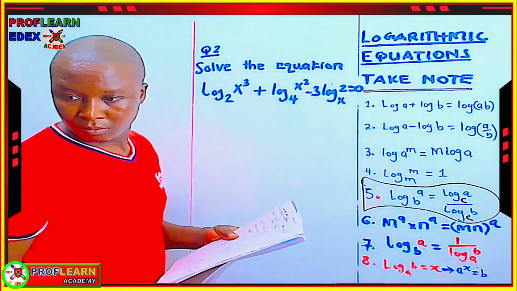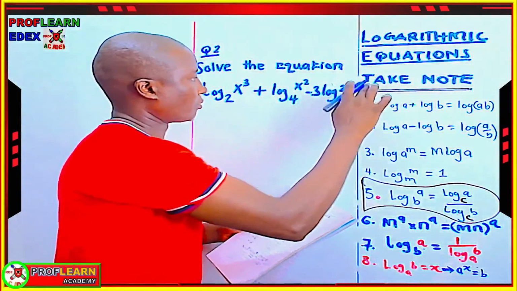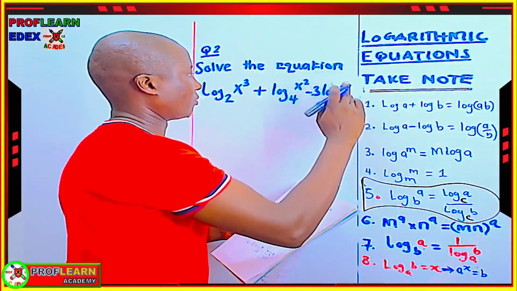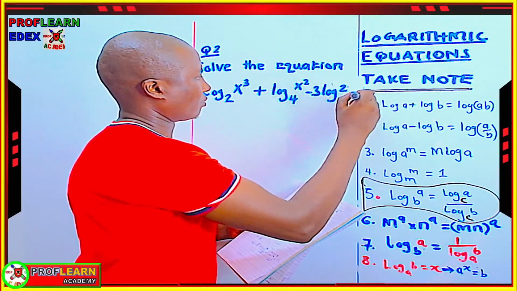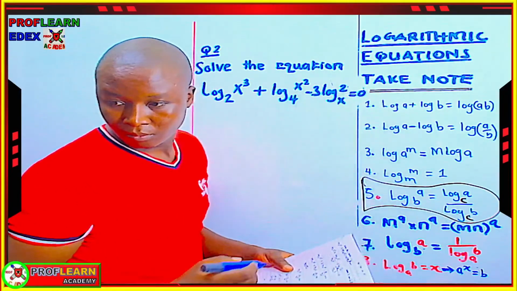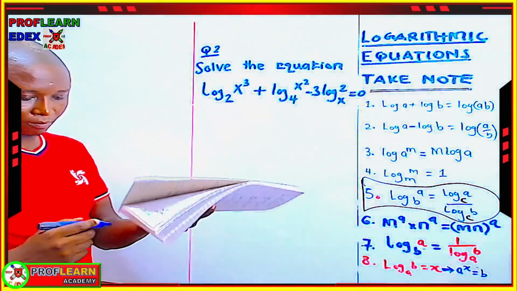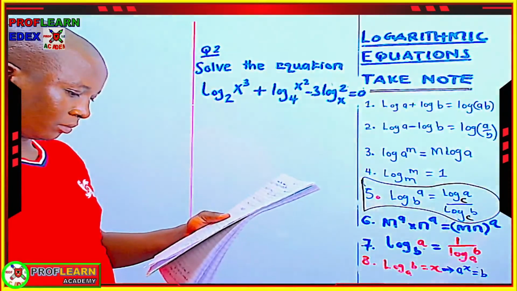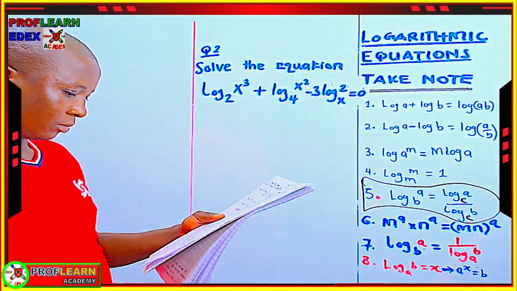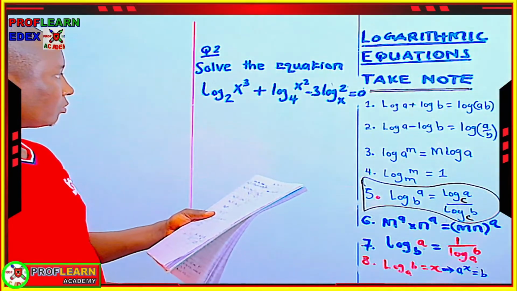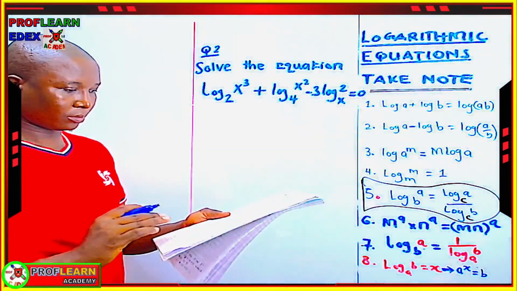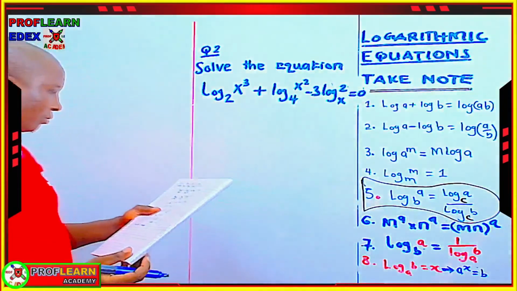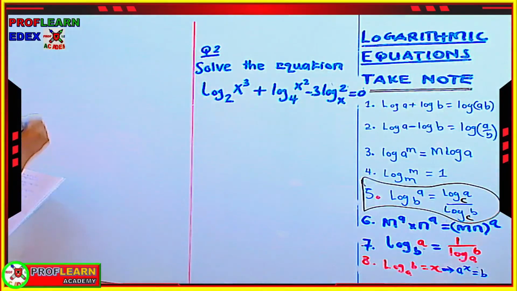Now, looking at these two questions, we can see vividly that what is coming out is different bases. Looking at this question and this question, we're having different bases. So it means that you really have to master rule number 5. Now, in order to work out this, we are going to express everything to the base of 2 so that we can be able to solve this equation.